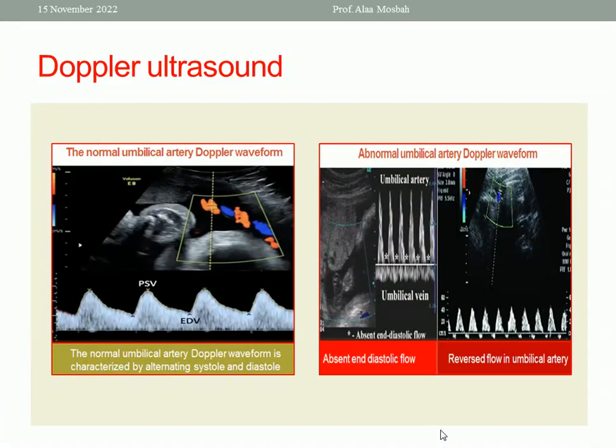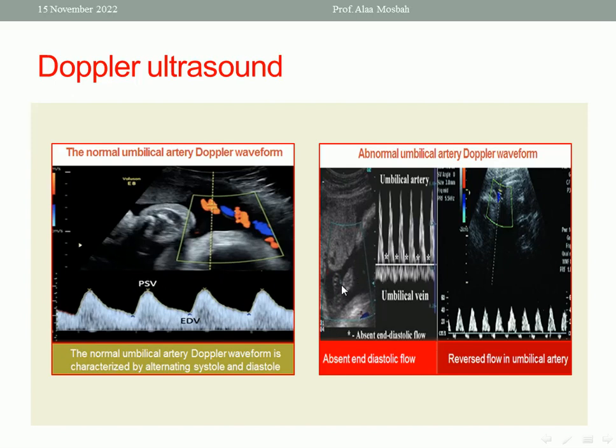Let us go to the fourth item for fetal well-being tests, which is Doppler ultrasound. As you see in this picture, this is the umbilical artery Doppler and umbilical vein. So, as you see, these waves, the peak systolic velocity and the end diastolic velocity. This is for the umbilical artery. The venous is down. Okay.